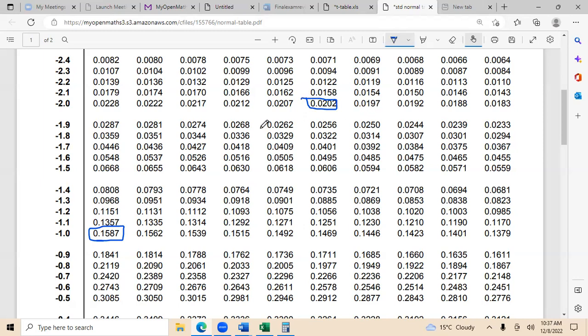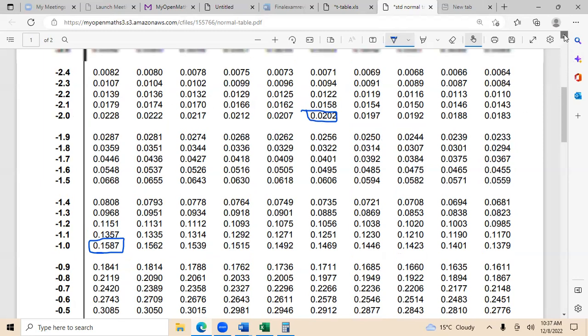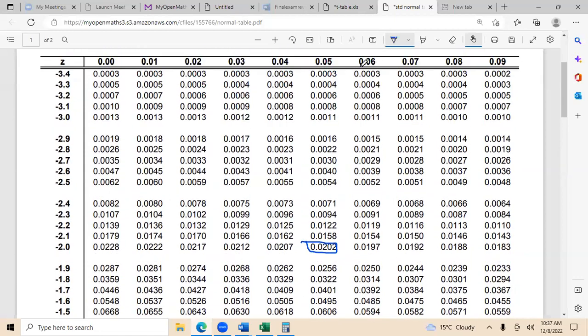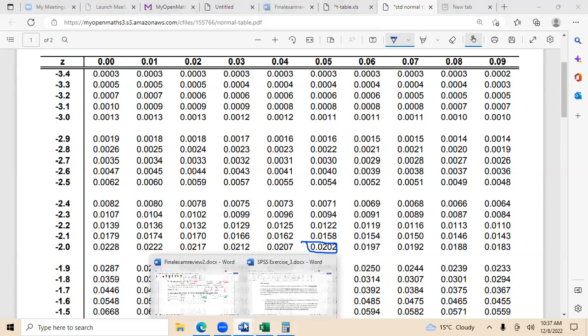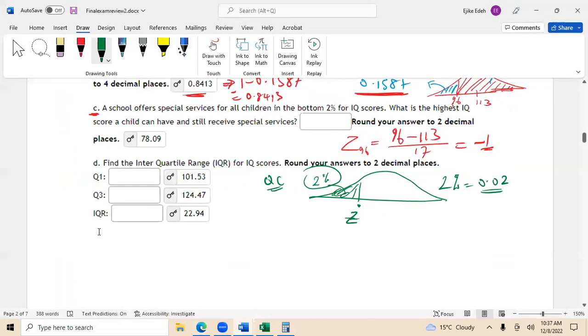I'm going from the negative side, so I want to remain on this side of the table. So you have this, and you've gotten that from -2. That is your Z value. That's equivalent to that. And it's on top of 5. So I have -2.05, right? So let's go back there quickly. So I have that my Z value here is equal to -2.05.